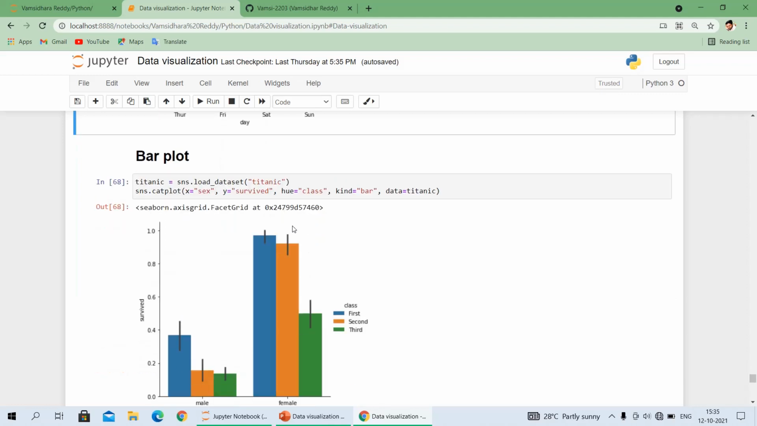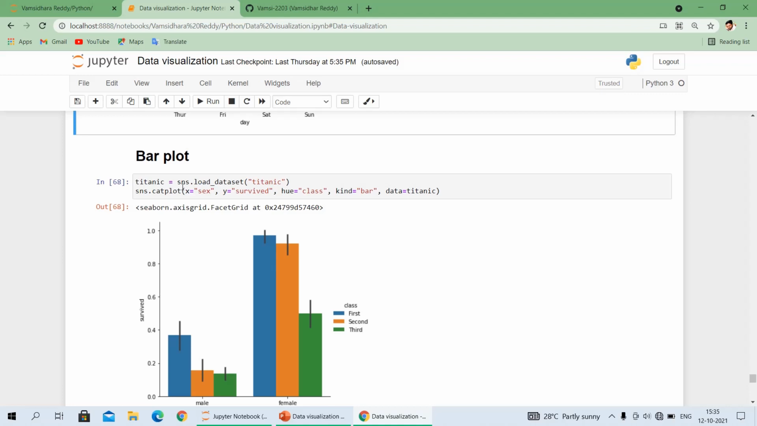And the next one is bar plots. I have already explained what is meant by bar plots. We can say which is the highest value, for comparing highest values or dividing into equal classes. I have told about bar plots in Matplotlib, and Seaborn also has bar plots. sns.catplot, I have taken x and y equals survived.